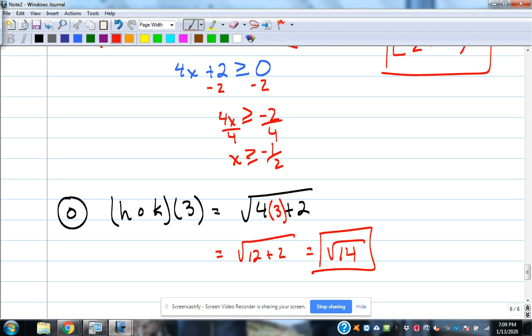So they can give you function values mixed in with addition, subtraction, multiplication, division. You just do the operation or composition first, and then plug the number into x after you get done with that. So probably the easiest part is the last part, but the operation is the harder part.